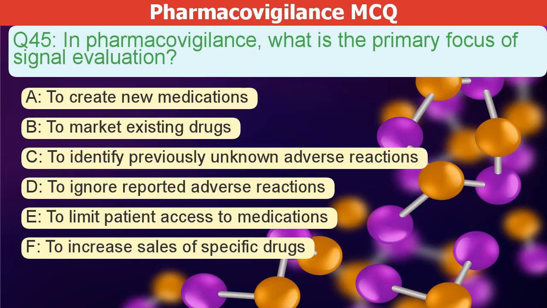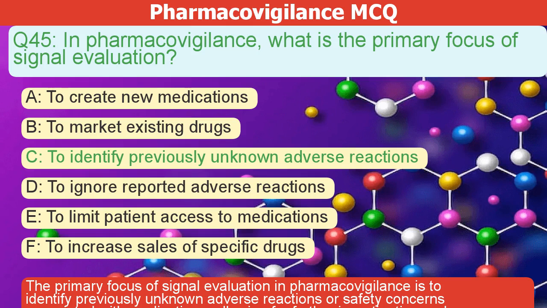In pharmacovigilance, what's the main focus of signal evaluation? A. To create new medications. B. To market existing drugs. C. To identify previously unknown adverse reactions. D. To ignore reported adverse reactions. E. To limit patient access to medications. F. To increase sales of specific drugs. The correct answer is C. The primary focus of signal evaluation in pharmacovigilance is to identify previously unknown adverse reactions or safety concerns associated with medications, allowing for further investigation and mitigation efforts.